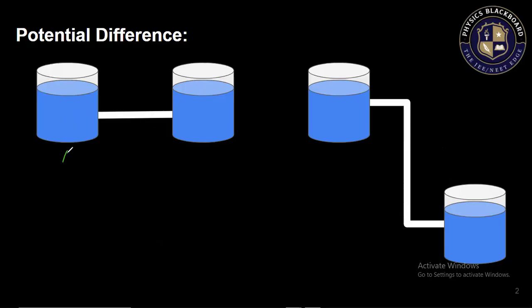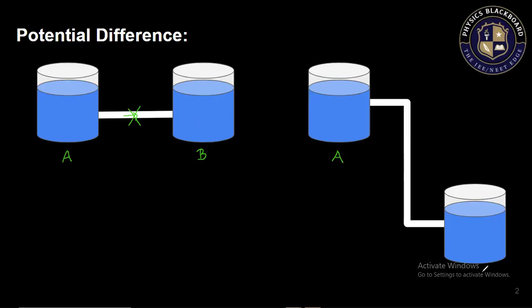Let's say we have two cases. In the first case, assume this is beaker A and this is beaker B, and the two beakers are filled with an equal amount of water and placed on the same surface. Do you see any flow of water from one beaker to another? No, right? The reason is they are kept on the same surface at the same level, so there is no difference in the height of the two beakers, and you won't find any flow of water from one beaker to another.